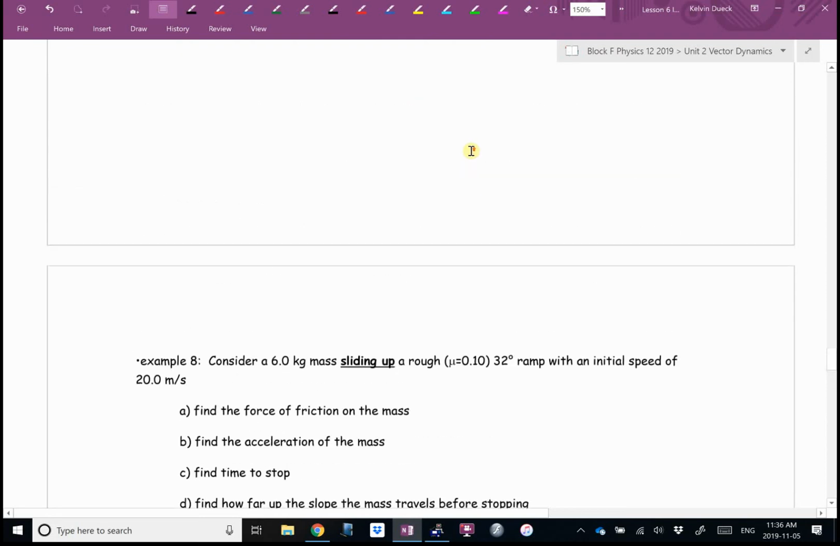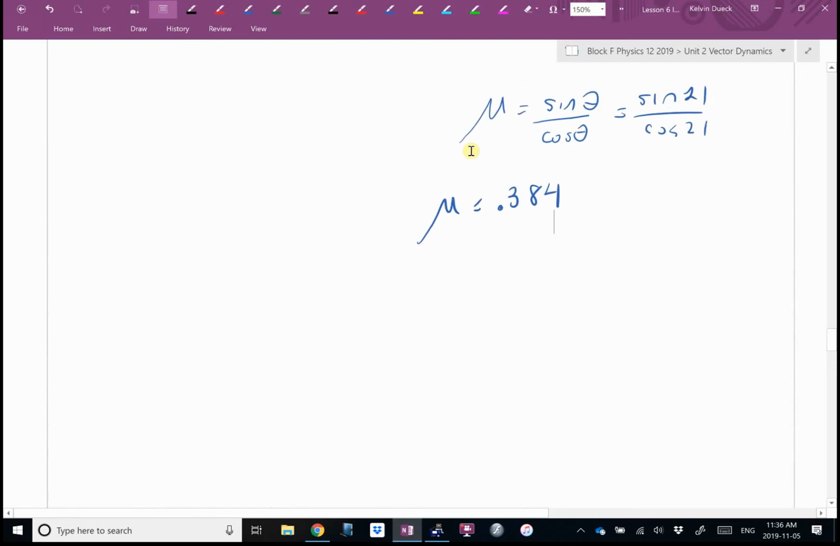What's the unit for mu? No units. The reason is, to get the mu by itself, look up: mu is actually friction over the normal force. If I get the mu by itself, it will be newtons divided by newtons. They're gone. Nothing left behind.